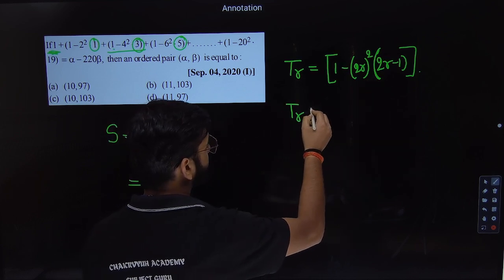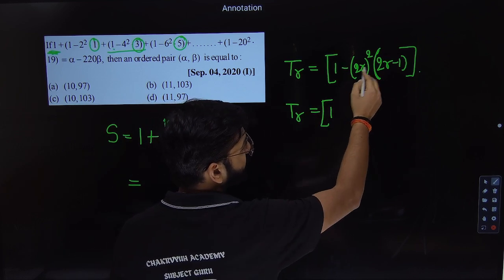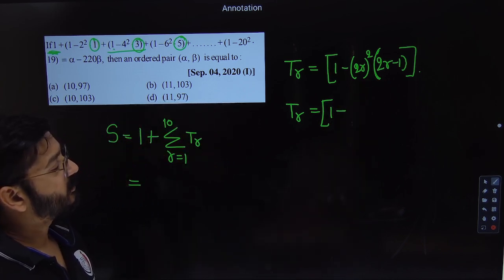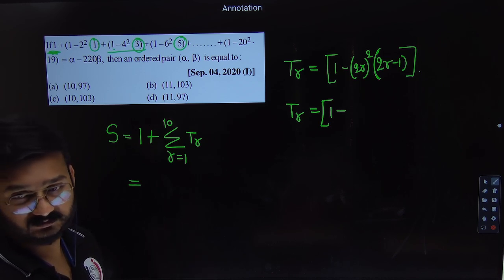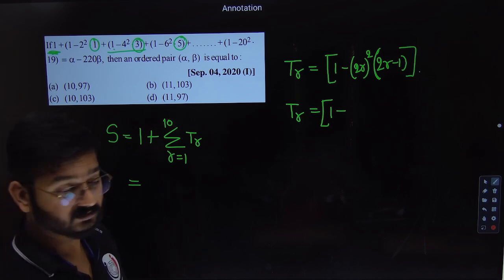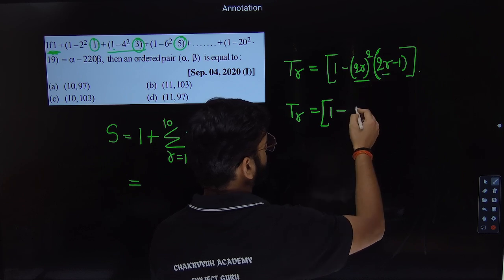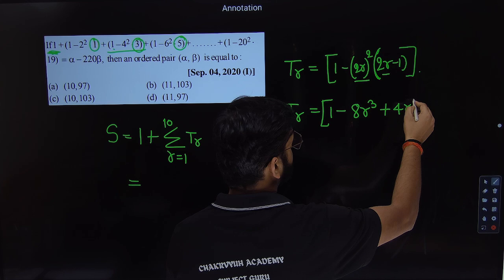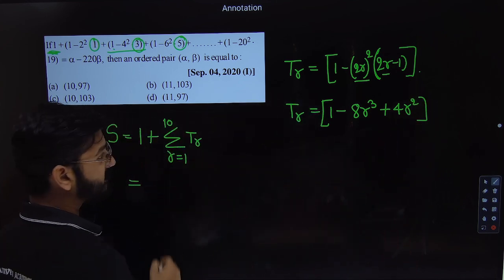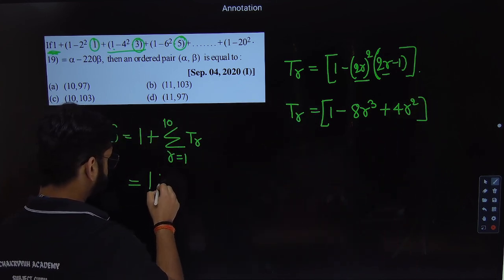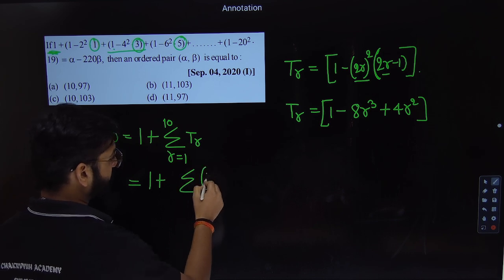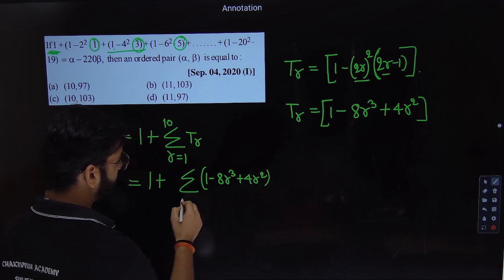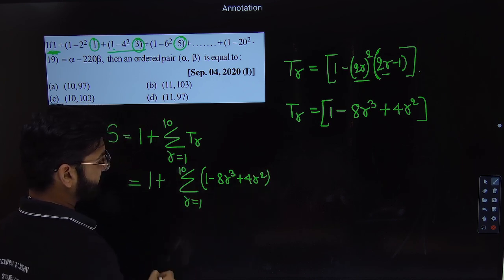Let's simplify this. Open the bracket. 2r square into 2r will be how much? 4r cube or 8r cube? 8r cube. Minus minus plus 4r square. So we need to find the summation of this: summation of 1 minus 8r cube plus 4r square, from r equal to 1 to 10.